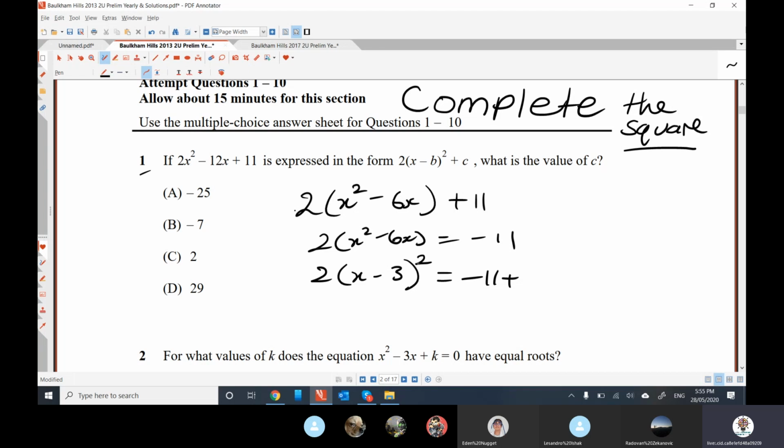So you don't just do 3 squared. So usually we've learned halve it and square it. But if you've got a 2 in front, it's halve it and square it and multiply by this number. So 3 squared is 9. 9 times 2 is 18. And I think we already know the answer. Negative 11 plus 18 is positive 7. You bring it over. The answer is B. That was a complete the square question.